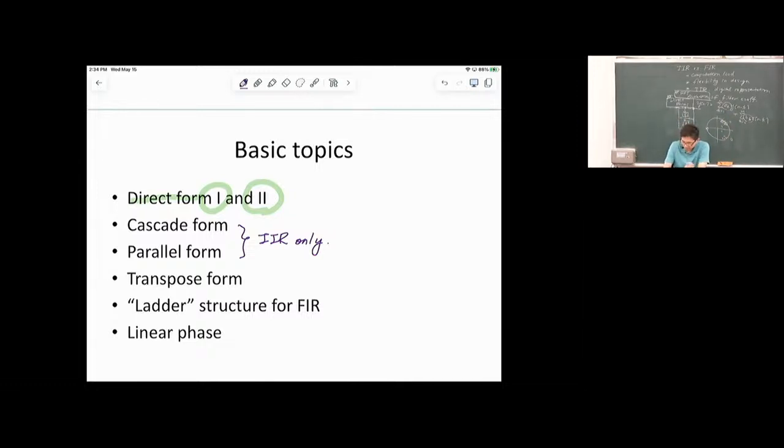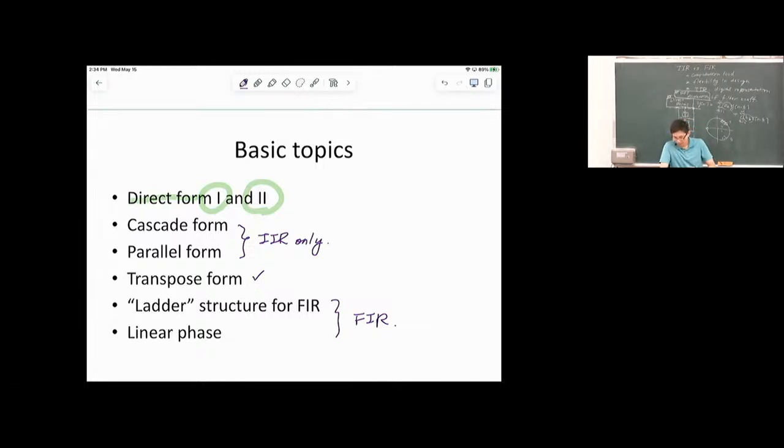On top of that, we also have what is called a transpose form. This is kind of a funny thing, the transpose form. And these two are for FIR. It turns out that the FIR structure, as we'll see, will look like a ladder, like 像一个梯子. We call it a ladder structure.